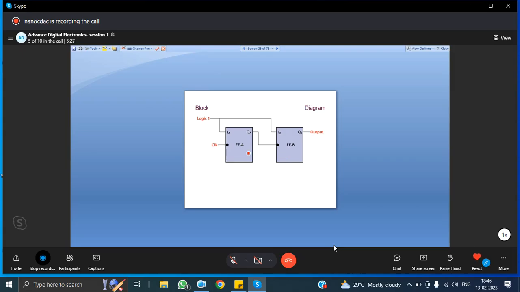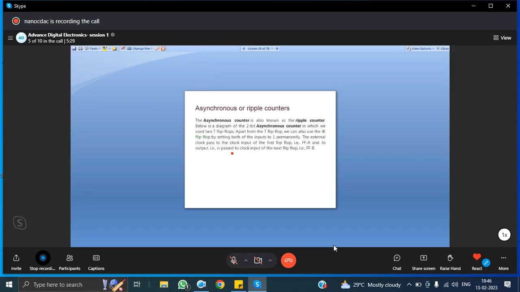So both are asynchronous, the timing will be different. We have two flip flops. Apart from the T flip flop, we can use a JK flip flop also. Any flip flops can be used to design the counters. The external clock is passed to the clock input of the first flip flop, that is flip flop A, and its output is passed to the next.